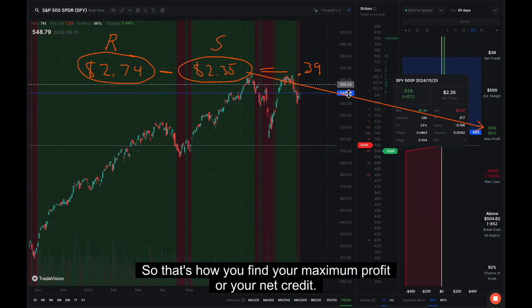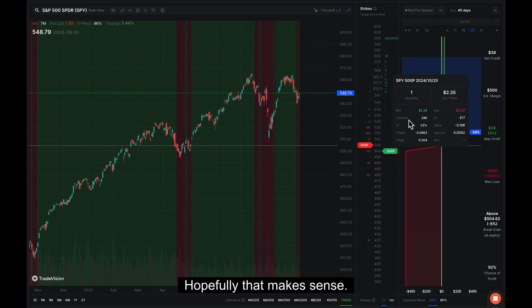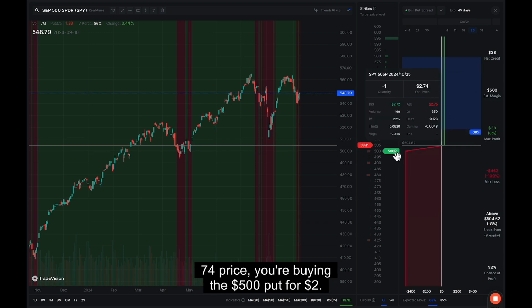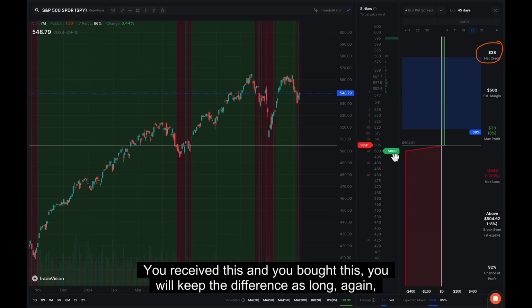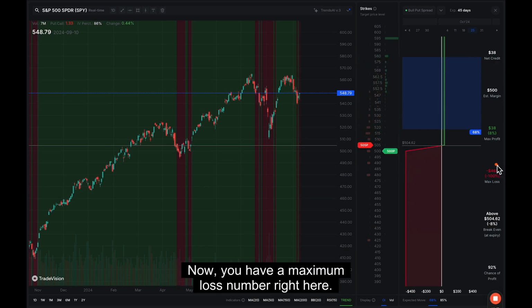So that's how you find your maximum profit, or your net credit. They're both going to be the same thing: how much credit you're receiving from this trade. Hopefully that makes sense, right? Because you're selling the 505 put for the $2.74 price, and you're buying the $500 put for $2.35. It's called a spread because as a seller, you will keep the difference. You received this and you bought this, you will keep the difference as long, again, as SPY stays above your strike prices.